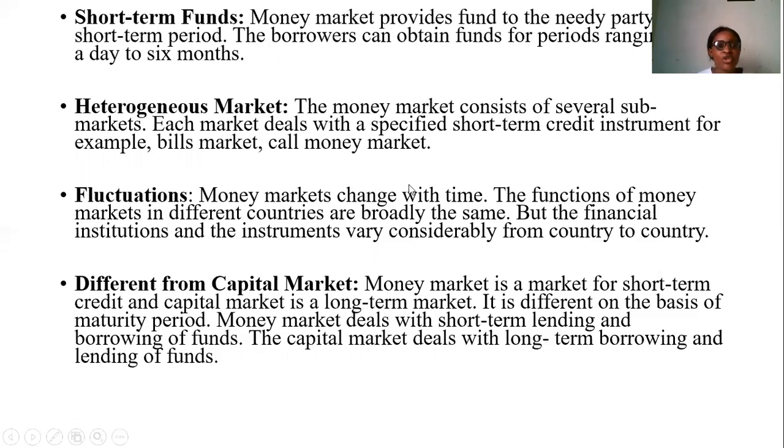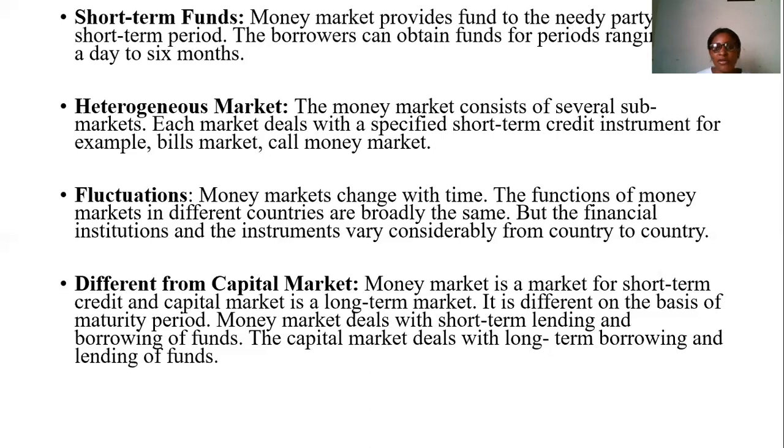All right, then fluctuations. Money markets change with time. The functions of money markets in different countries are broadly the same, but the financial institutions and the instruments vary considerably from country to country. So fluctuations here means changing. No wonder the institutions and instruments that are on the money market are different from country to country. All right.